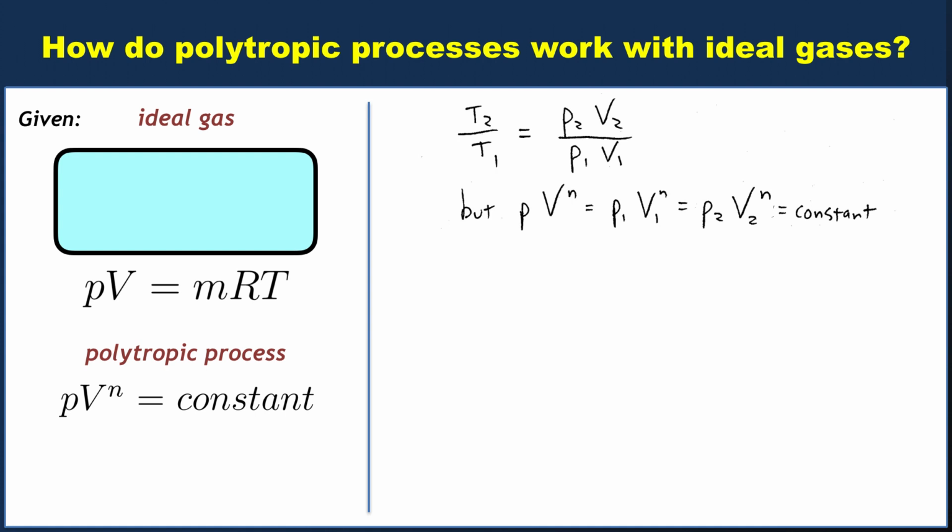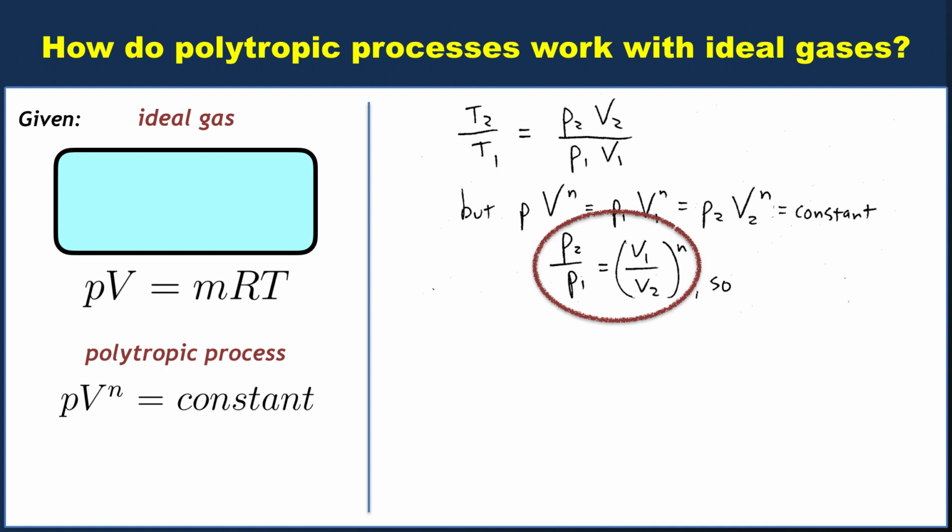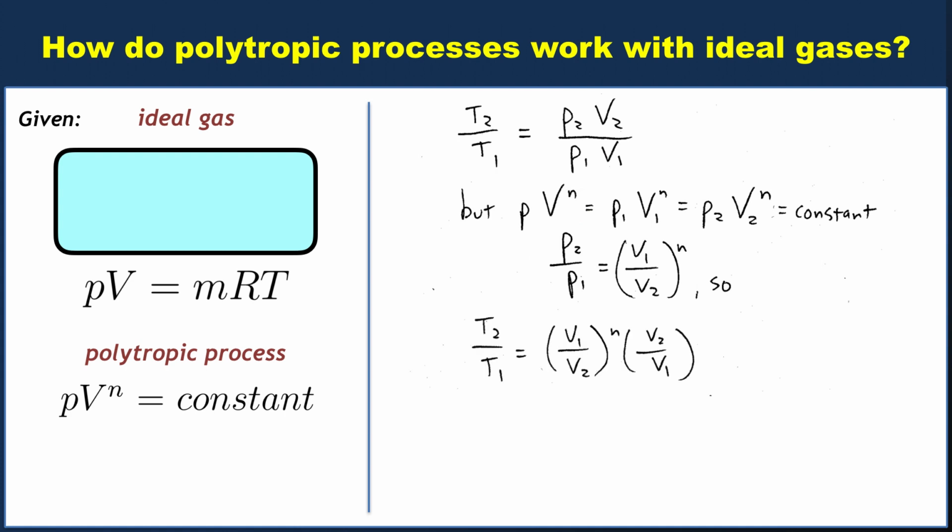Well, we can rearrange this to solve for P2 over P1. So let's do that. P2 over P1 becomes the volume ratio V1 over V2 now raised to the nth power. You can convince yourself of that from the polytropic process equation. So our goal now will be to take this expression and plug it in up here so that we have temperature in terms of volume exclusively for an ideal gas polytropic process. Okay, let's do that. So we plug that in and we get that T2 over T1 is now this combination of volumes, but we're working exclusively in terms of initial and final volume and the polytropic index n.